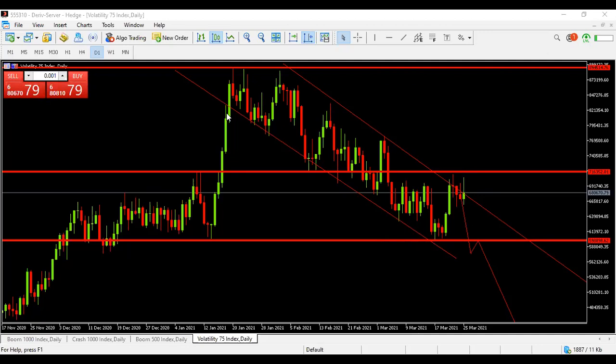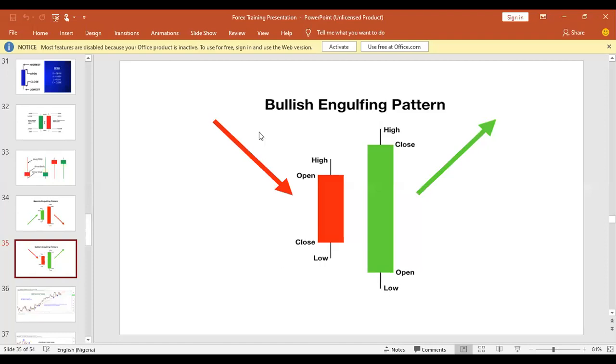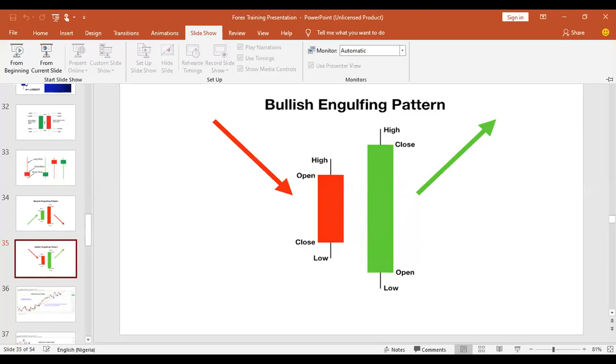Let me also show you how to understand market charts, so that when you see a chart in that formation, you know that the market is either on a downtrend or on an uptrend.